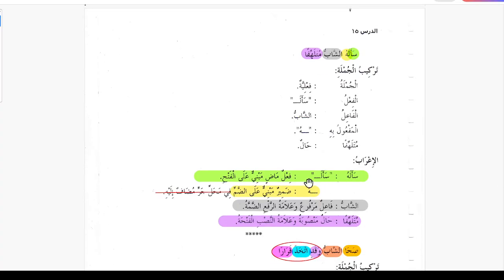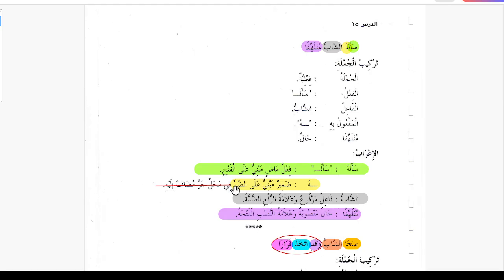So sa'ala is fi'lu madin mabniun ala al-fathi, and the fa'il is coming after, so we're not going to look for a fa'il here. So hu is damirun mabniun ala dami, I think there is some typo here again. So hu is damirun mabniun ala dami fi mahalli nasbin, so it is maful bihi. He asked him, so hu is maful bihi. Ashabu is fa'ilun marfuun walamatu rafi ad-damma, and mutallahifan is halun mansubun walamatu nasbi al-fatah. So this is hal and it is mansub.